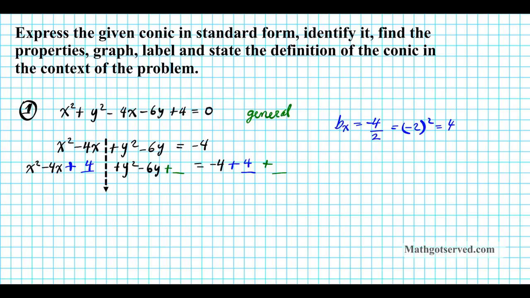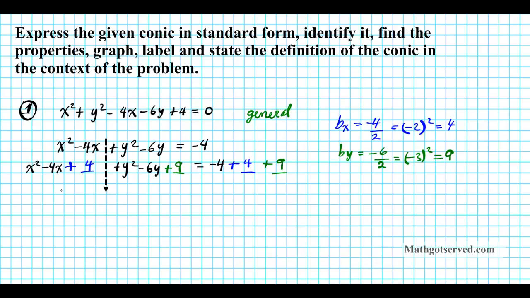And then for the y world, b of y is -6. Divide that by 2. We have -3. You square that, and we get 9. Okay, so adding 9 here makes this a perfect square trinomial. Insert the 9 here also.